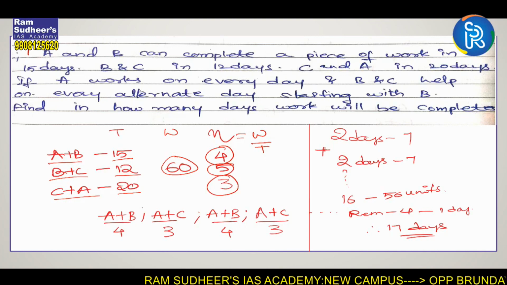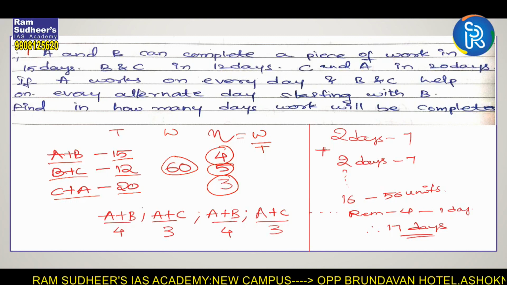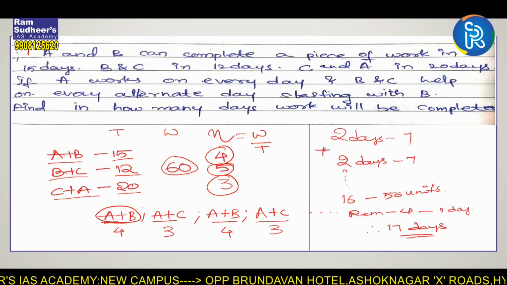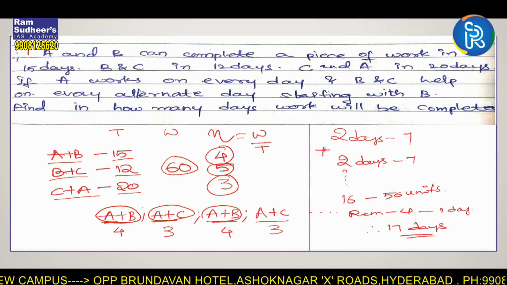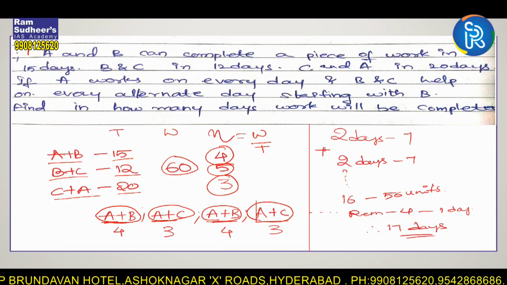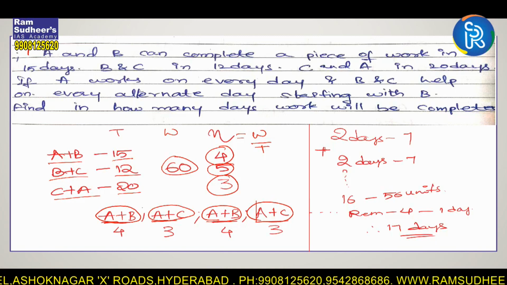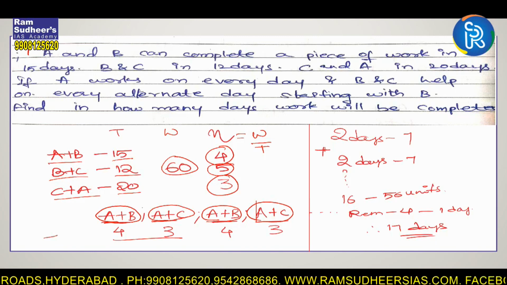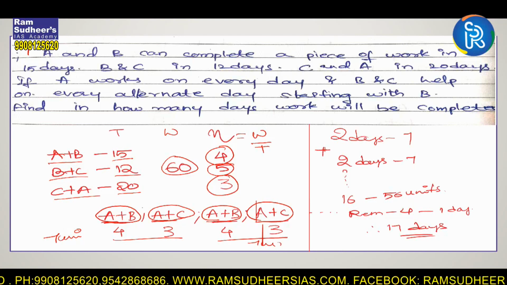Now, moving on to the question. If A works on every day, assisted by B and C on every alternate day, it means that A is working on the first day helped by B, and on the second day A is helped by C. On the third day, again A is helped by B, and on the fourth day A is again helped by C. That's what the question is asking. Now, in how many days will the work be completed in such a manner? In 2 days, 7 units of work are completed, and in the next 2 days, 7 units more are completed.